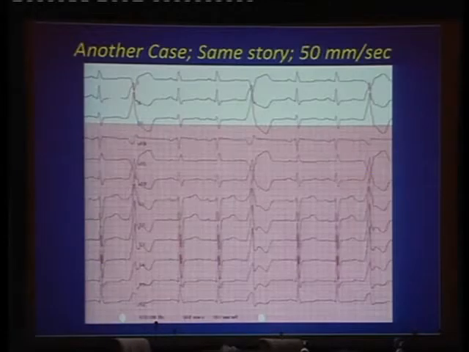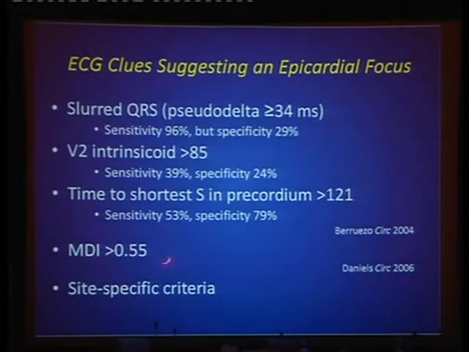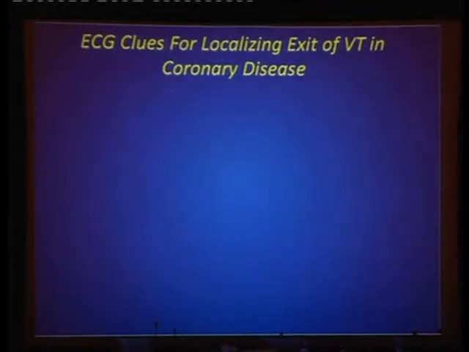Wide QRS. I'll show you this, it almost looks like a delta wave. A very slow upstroke with a high MDI, epicardial. MDI more than 0.55. Okay? The ECG is critical. You have to look at the ECG before you go into a late VT.